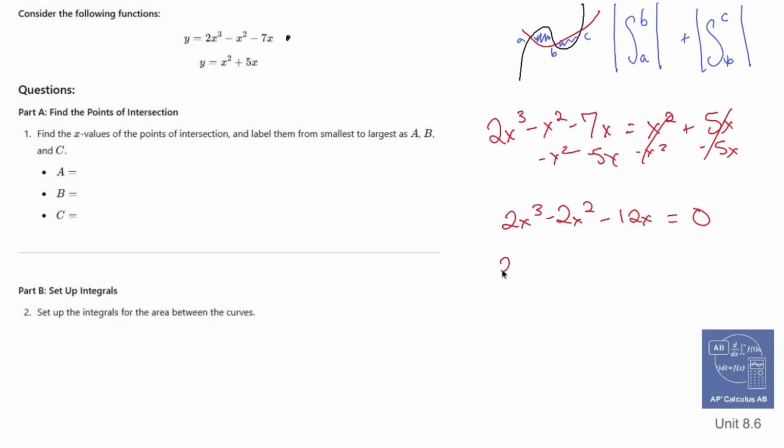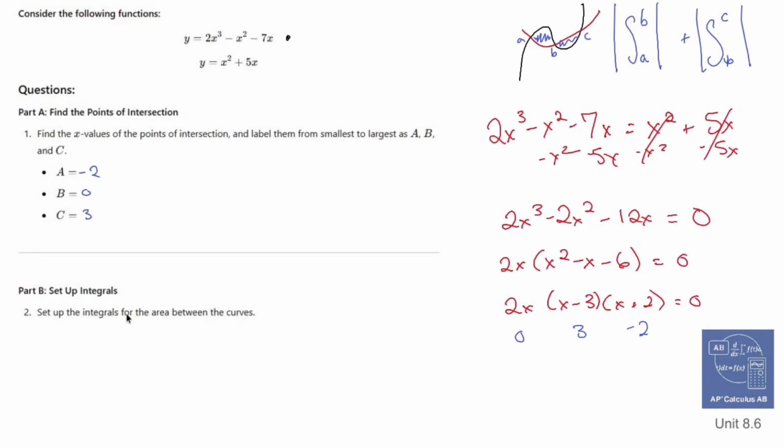We can factor out a 2 and an x, and that leaves us with 2x times x squared minus x minus 6. Set that equal to 0. And we have 2x, and factor that into x minus 3, x plus 2. So using the zero product property, our magic numbers are: 2x equals 0 gives us 0, x minus 3 equals 0 gives us a positive 3, and x plus 2 equals 0 gives us a negative 2. So from least to greatest, we've got negative 2, 0, and 3.